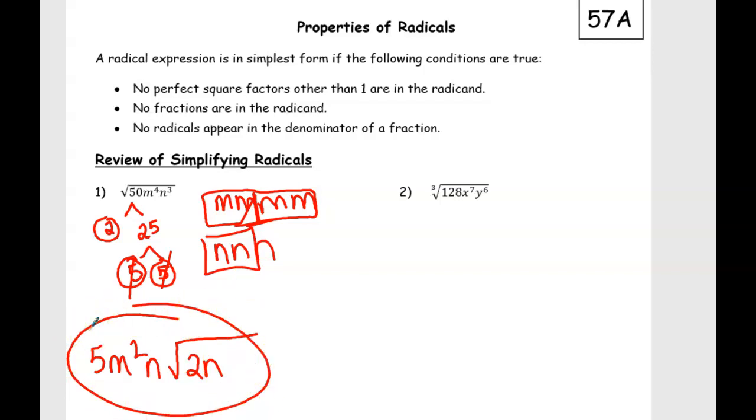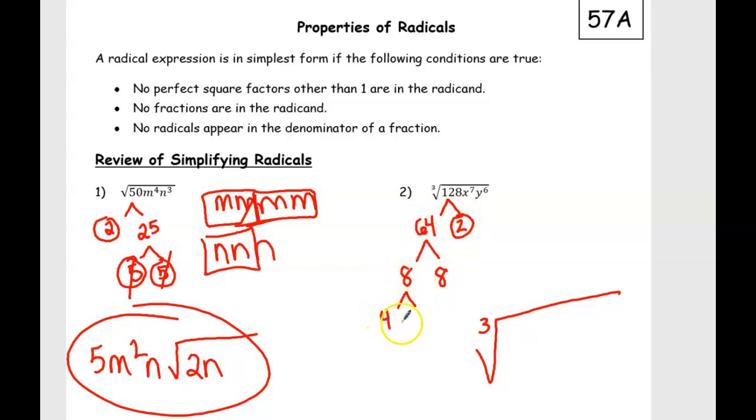Okay, looking at number 2, notice I have an index of 3. So I'm actually going to draw this out right here, so I don't forget that little 3. I'm going to take the coefficient and break it apart. I've got, let's do 64 times 2. And 64, I could do 8 times 8.